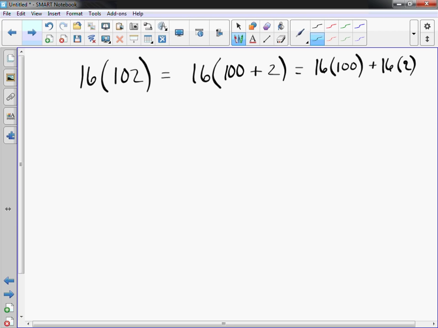16 times 100, that means take the 16, you add 2 zeros to it, so we have 1600, plus 16 times 2, which is what? 32. So 1632. Okay? So this makes multiplying larger numbers easier to do in your head.